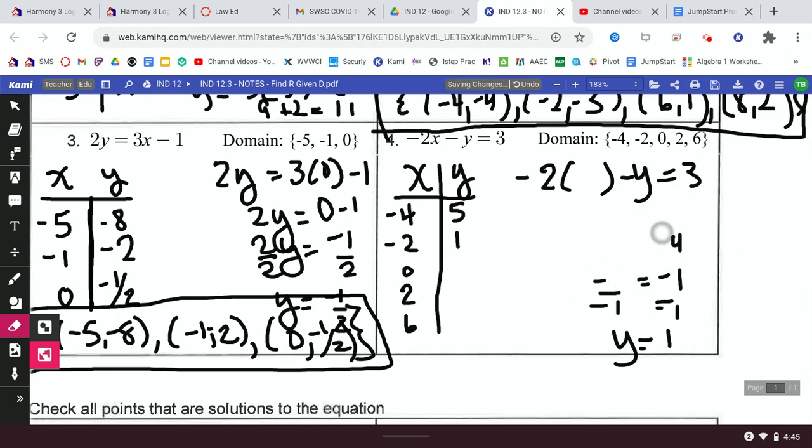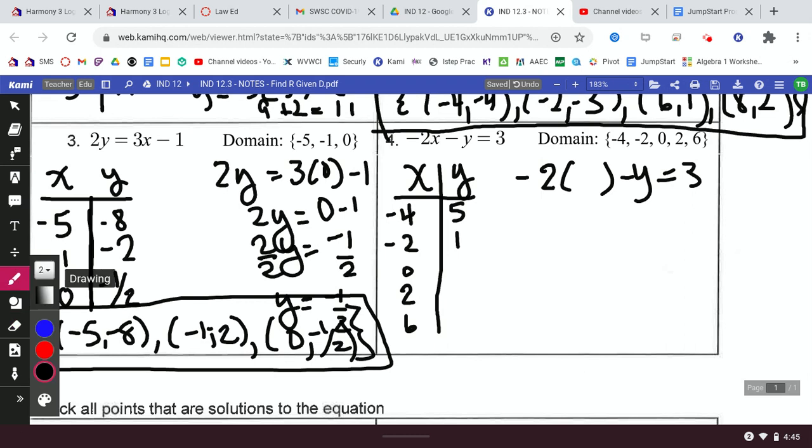And I'm going to do the exact same work again, only this time I'm going to plug a 0 in for x. And so in our equation where there was an x, I'm now going to put a 0. Well, -2 times 0 is just 0. It goes away, which is kind of nice. So we're left with -y equals 3. And again, we're going to divide that -1 off. So y equals -3.